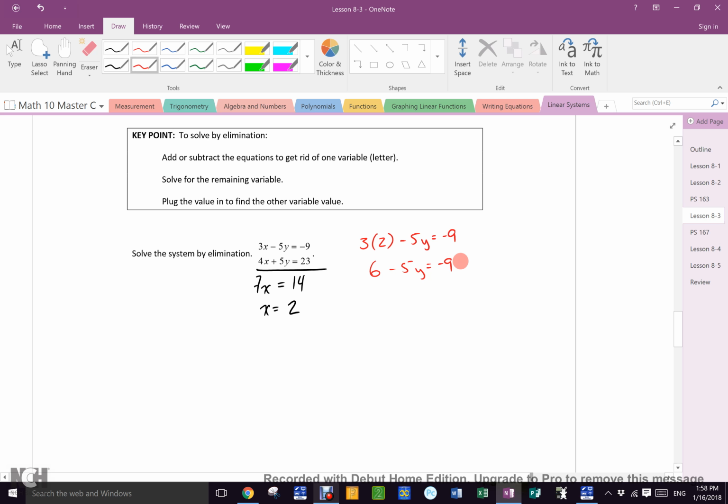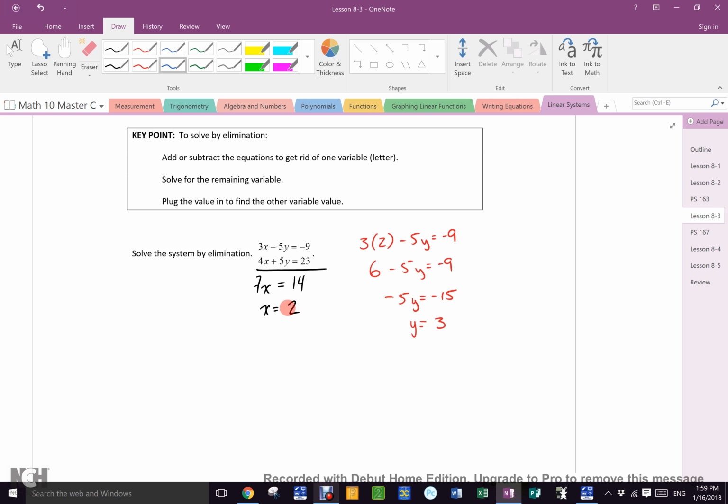What's your next step there? Get y alone. So what are you going to do? You're going to take 6 away from both sides. -5y is going to equal -15. Now what? So y is going to equal what? 3. Now you guys are smart kids. What is my ordered pair now? 2, 3. Which equation did we check this in?